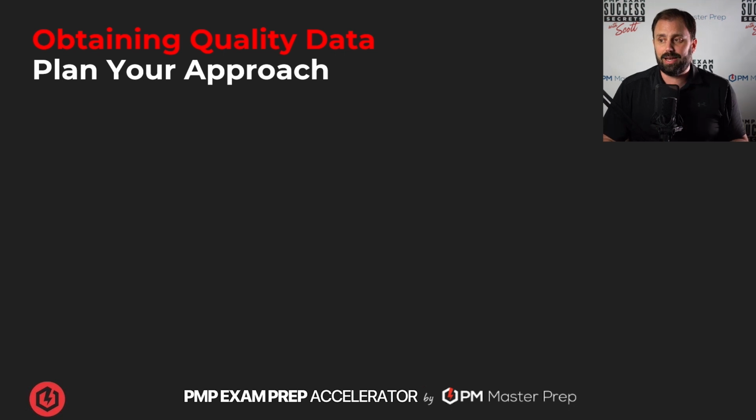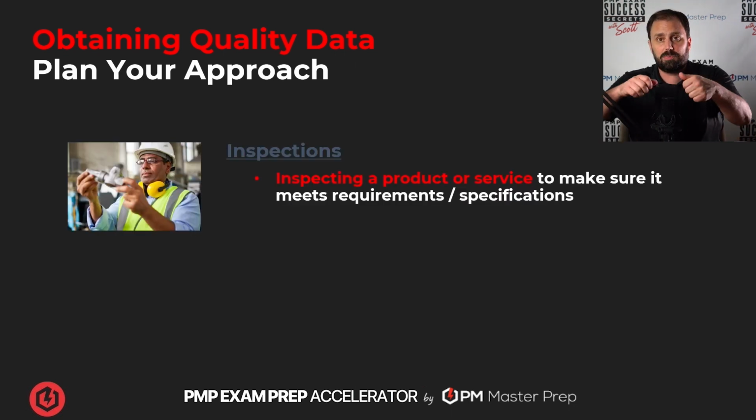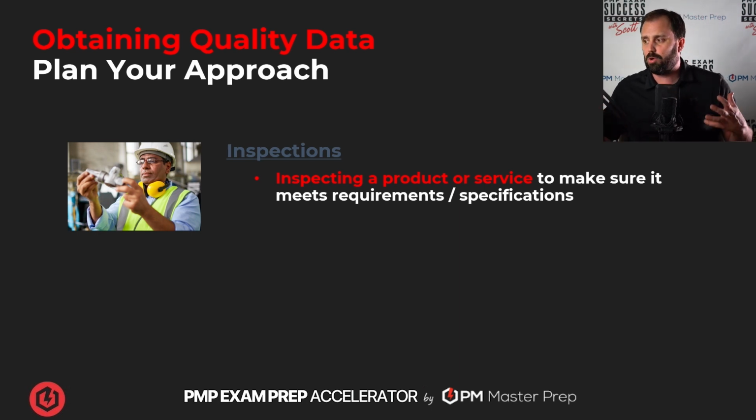Obtaining quality data, planning your approach. One of the ways to do it, we could do inspection. That's inspecting a product or service to make sure it meets requirements and specifications. And we're going to plan those out as we go through.